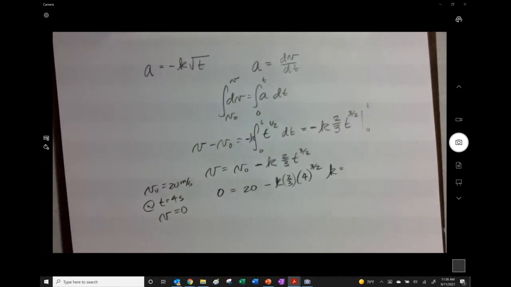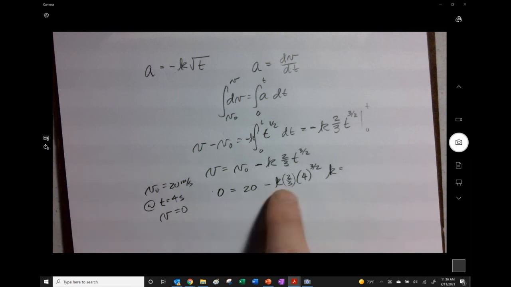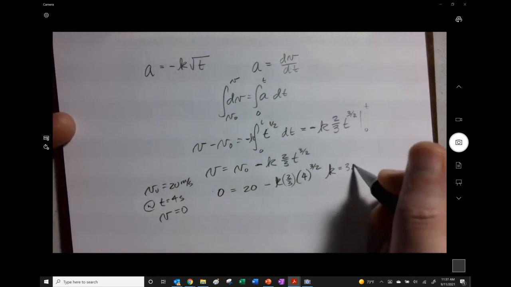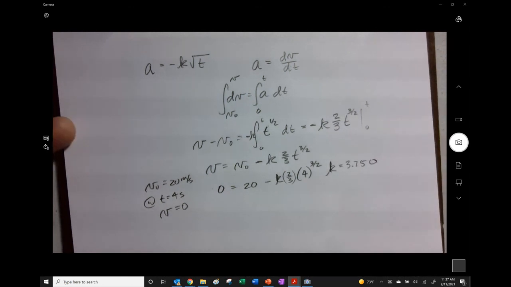So we just say 20, all right, take 4 and raise it to the 3/2. And that's how I do it on my calculator. And then multiply it by 2, divide it by 3. Now we can divide 20 by that. And I get 3.75, and that's correct, 3.750, right?